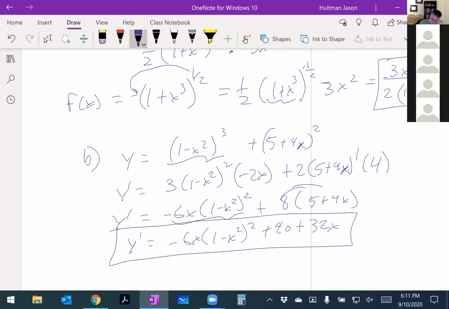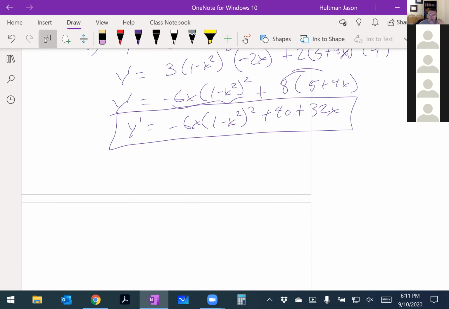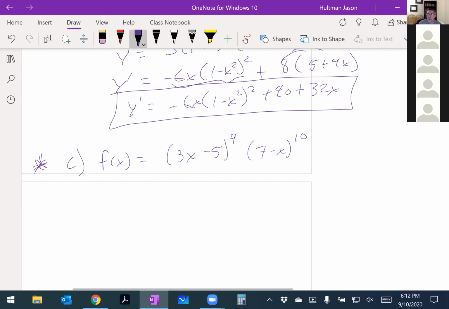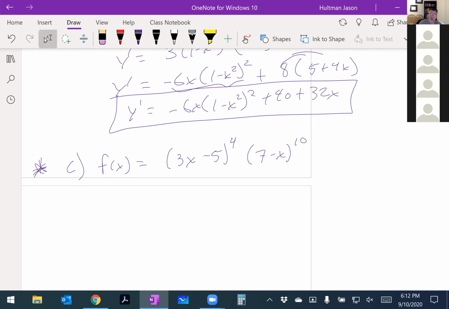Okay, now this one, you kind of need to make special note of this. You are going to have one like this on the study guide and possibly on the exam. So I'm going to put a little asterisk next to C here. It's kind of neat the way it works, at least in my opinion, take that for what it's worth. So 3x minus 5 to the 4th times 7 minus x to the 10th. Okay, so this is a chain rule and a product rule all nestled up together.